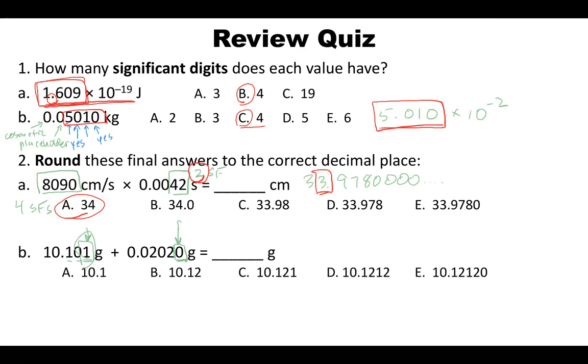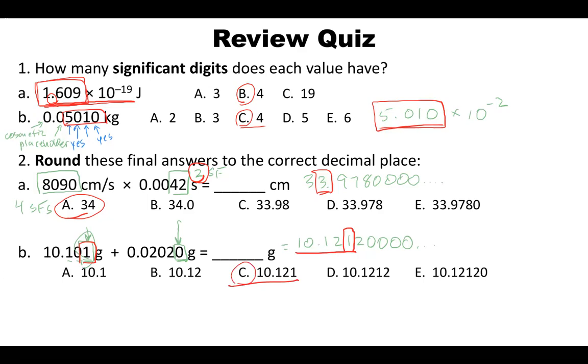So when I ask my calculator, what's 10.101 plus 0.02020? My calculator tells me the answer is equal to 10.12120, and then the calculator actually stops after the 2, but I know that there's an infinite number of trailing zeros that I can use as needed. And once again, I go back to the question of, okay, which digit do I want to round off to? And the answer is, I want to round to the thousandths place. So that's this digit right here. So my answer is going to be 10.121.